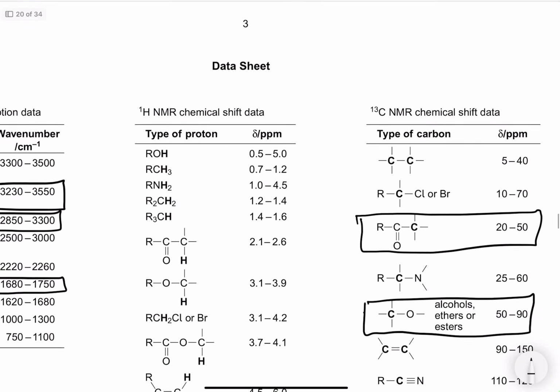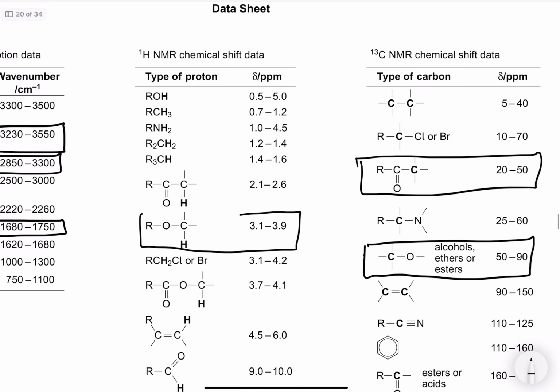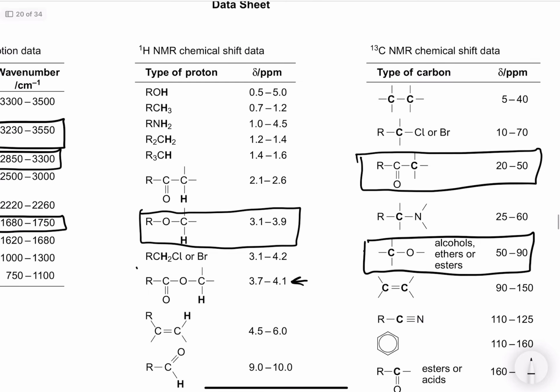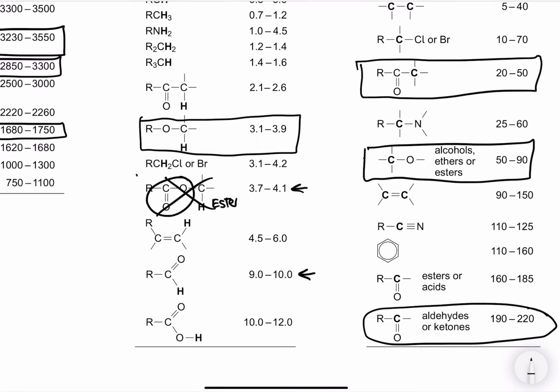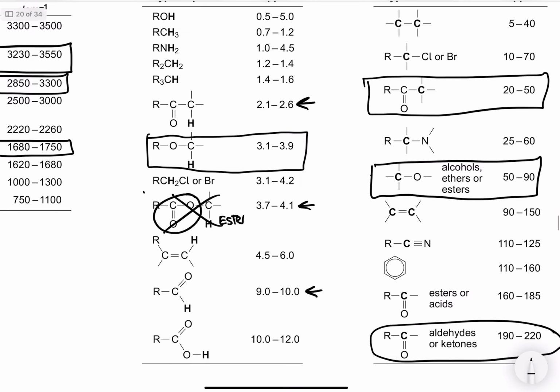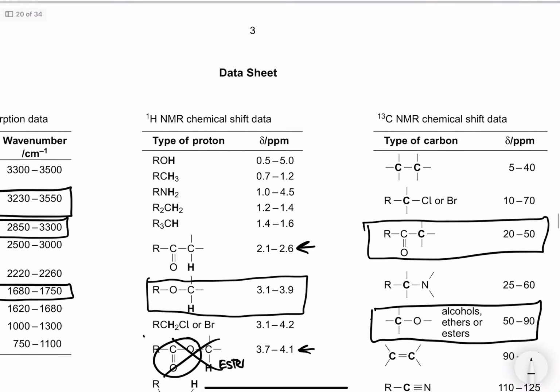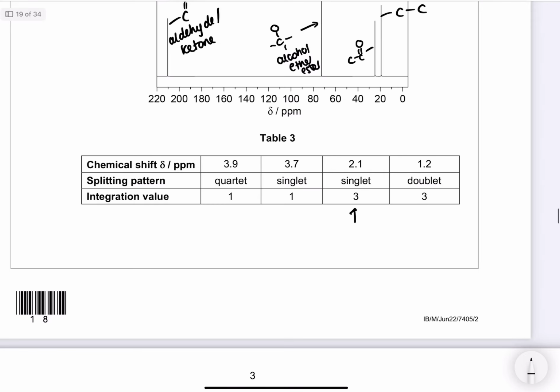Here we've got a quartet at 3.9. Theoretically, we could think it might be 3.7 to 4.1, but that's got two O's and that's an ester. And we know we've got an alcohol for one of our oxygens and an aldehyde or ketone for the other, so it can't be this. What we need to look at is, do we have this, 9 to 10, that would tell us it's an aldehyde, or do we have this, 2.1 to 2.6, which would tell us it's a ketone. And it looks like we've got the ketone.